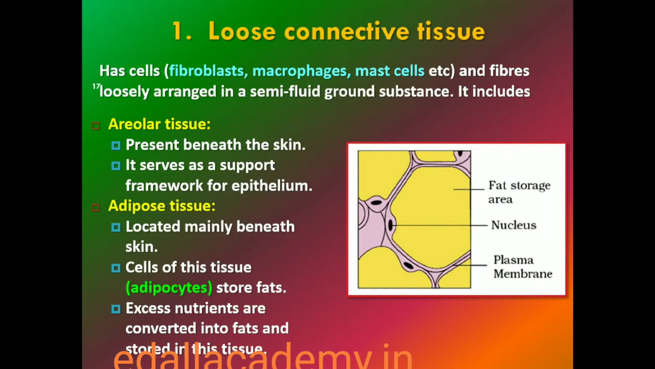Often it serves as a support framework for epithelium. It contains fibroblasts, cells that produce and secrete fibers, macrophages and mast cells. Adipose tissue is another type of loose connective tissue located mainly beneath the skin. The cells of this tissue are specialized to store fats. The excess of nutrients which are not used immediately are converted into fats and are stored in this tissue.